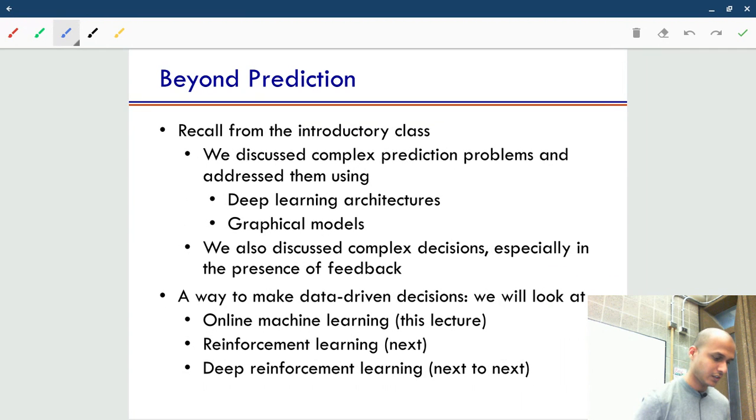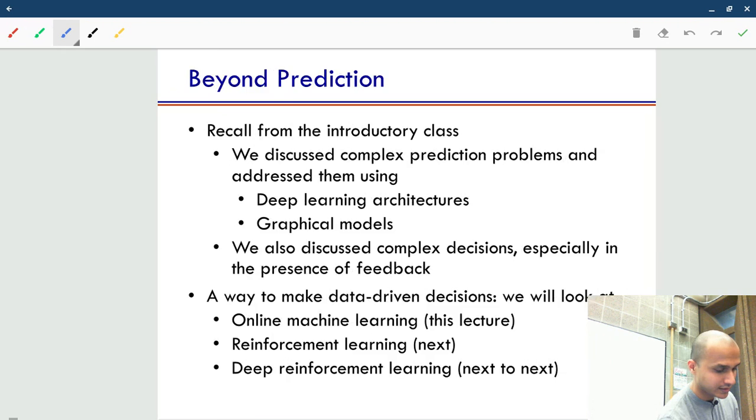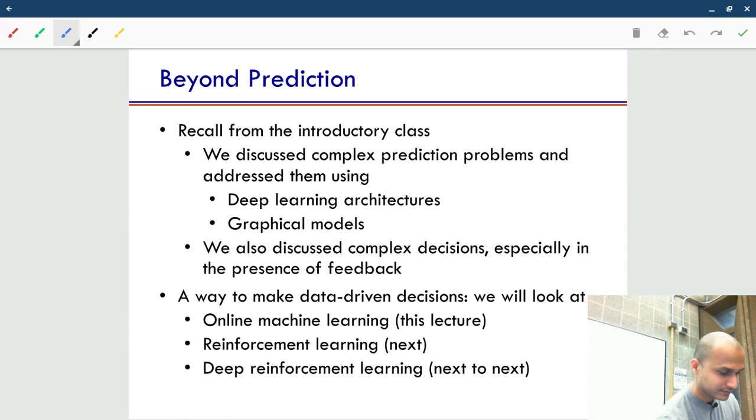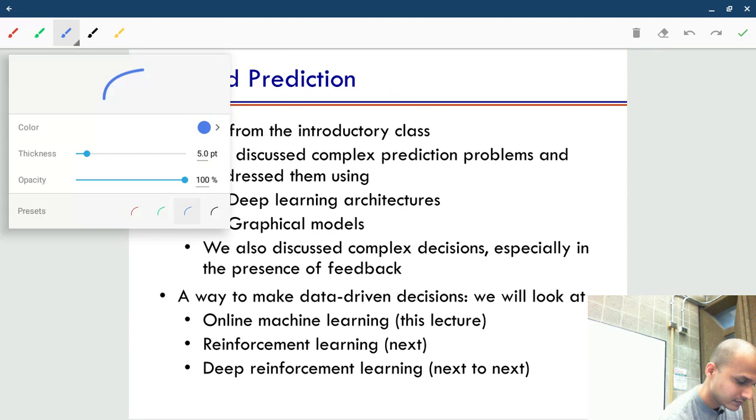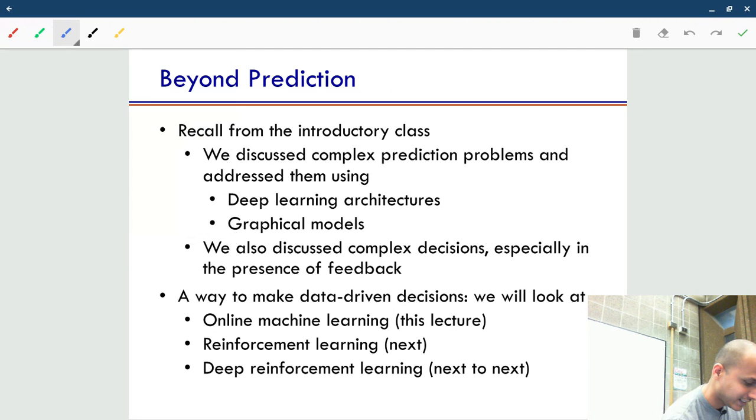Okay. So we looked at, as I said, two things, deep learning and graphical models. And they're basically about prediction, ideally. I mean, they're also about learning latent variables, learning parameters of a model and so on. So they're also useful for inference.